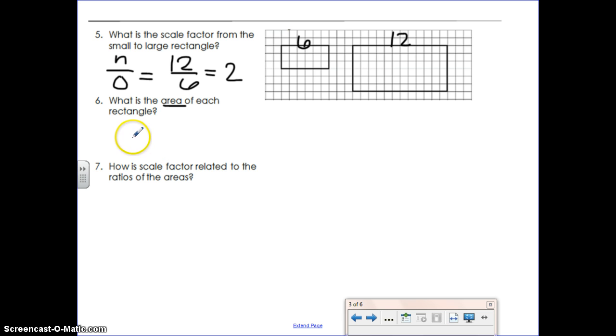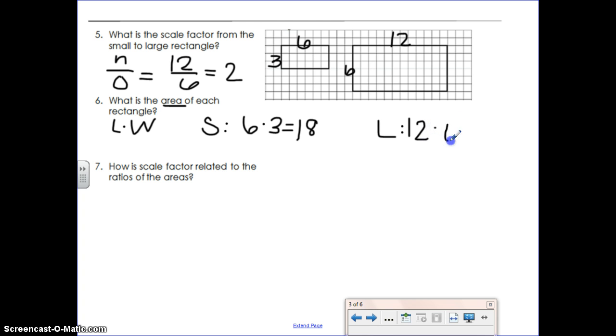Pause the video, please, and then play it later to check. Okay, so to find area, remember area is length times width for a rectangle. So I need to know the width of both of these rectangles. So if I count this, I can see this is 6. And of our small rectangle, length times width would be 6 times 3, which is 18. In our large rectangle, length times width is 12 times 6, which is 72.